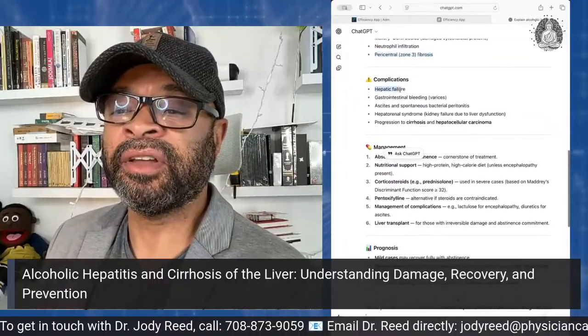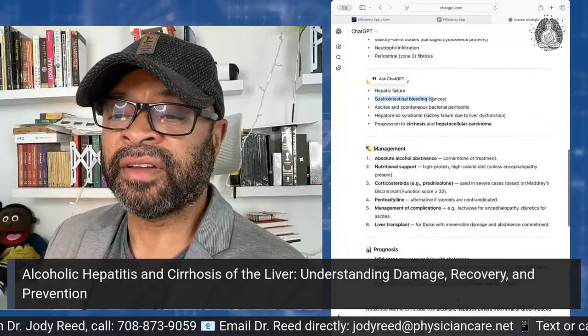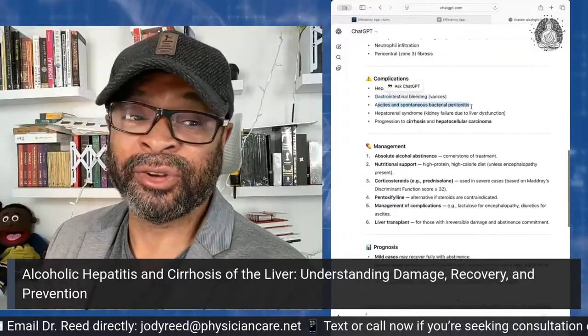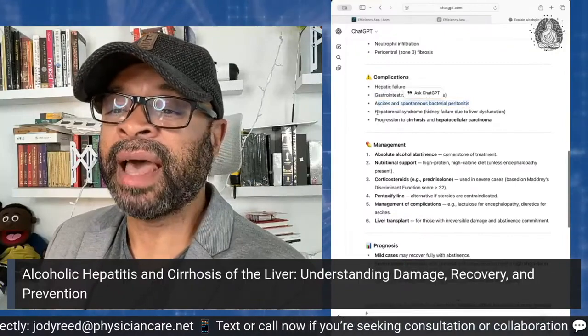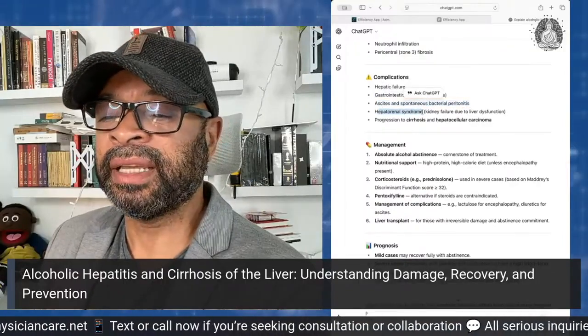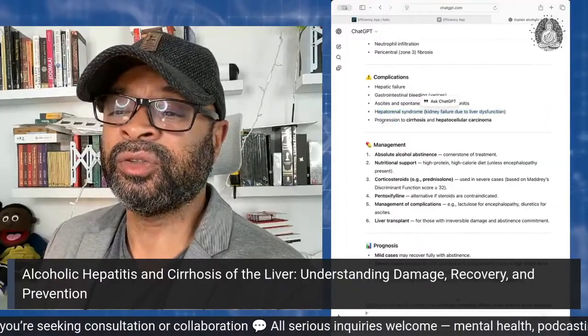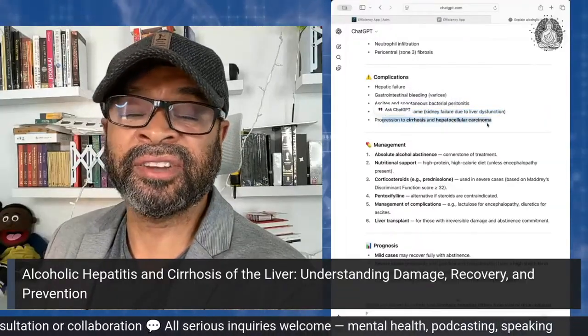Complications: hepatic failure. GI varices, bleeding. Ascites and spontaneous bacterial peritonitis. Hepatorenal syndrome, kidney failure due to liver dysfunction. Progression to cirrhosis and hepatocellular carcinoma.